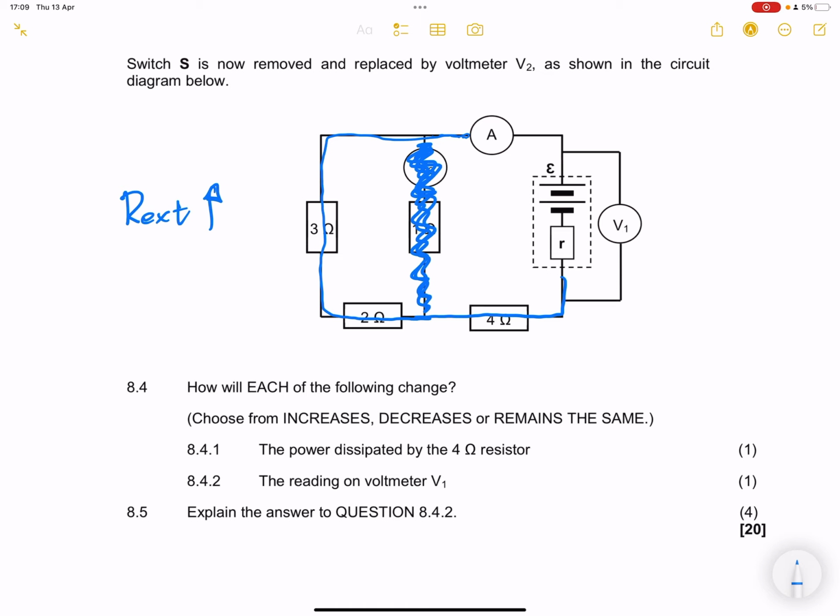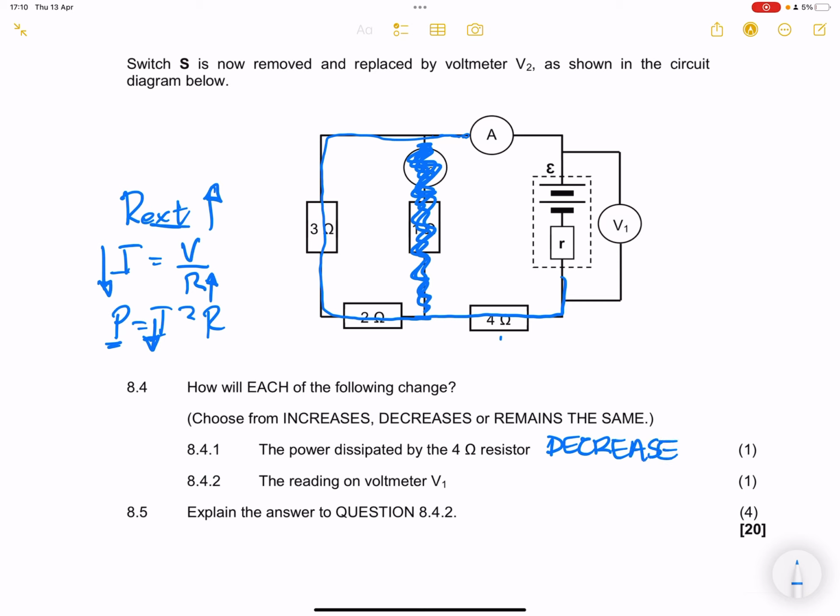They say, how will each of the following change? The power dissipated by the 4 ohm resistor. Remember, R external increases, and I is V over R, so an increase in R external would decrease the current. But we know that power is equal to I squared R, so once I decrease that current, the power dissipated would also decrease. So in this case, we would experience a decrease in power.